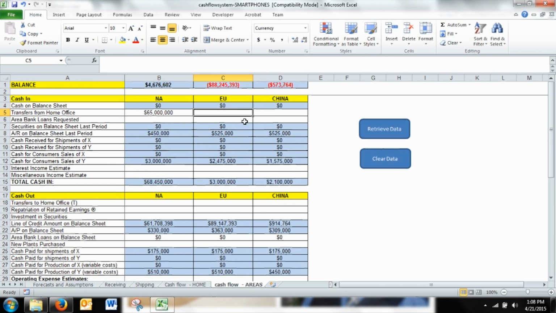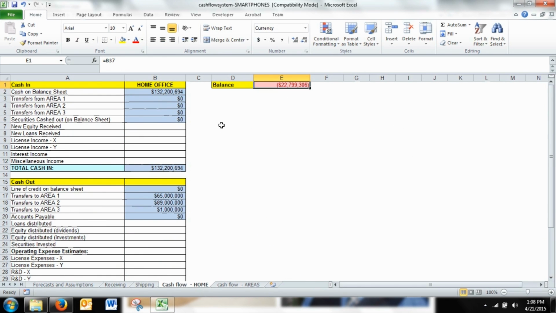We need at least 89 million in Europe, and we need about 1 million in China. That'll get us all positive balances now, and we find we're 22 million short in home office in this particular period. So, I mean, there's a couple of options. We can play with some assumptions there, or we can just go running to the bank and say, give us 50 million, and then we'll be all set. Okay, but this tool will certainly help us in the planning as we go.